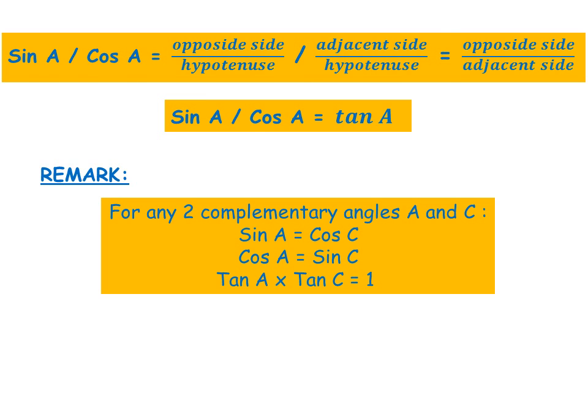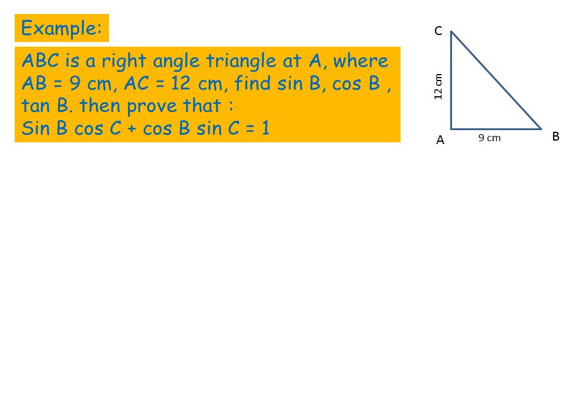Now, let's see some examples. Example 1. Here I have ABC, a right angle triangle at A. So when I see a right angle triangle, I am allowed to use the ratios of trigonometry. The length of AB equals 9 centimeters, the length of AC equals 12 centimeters, and I want to find sine B, cosine B, and tan B.